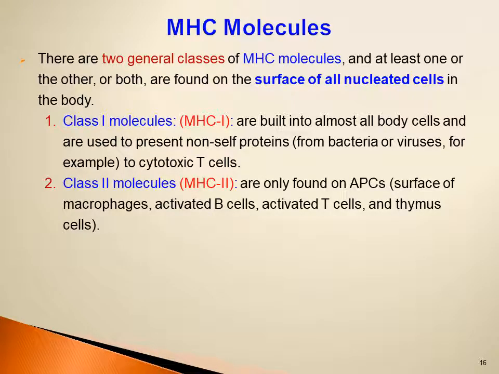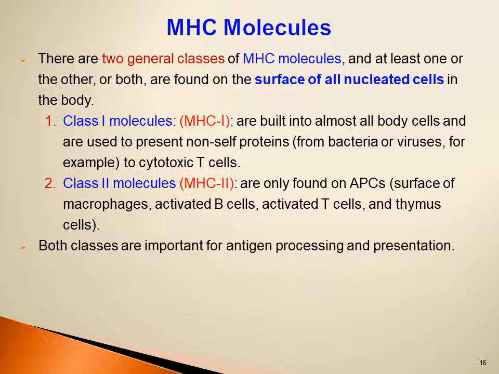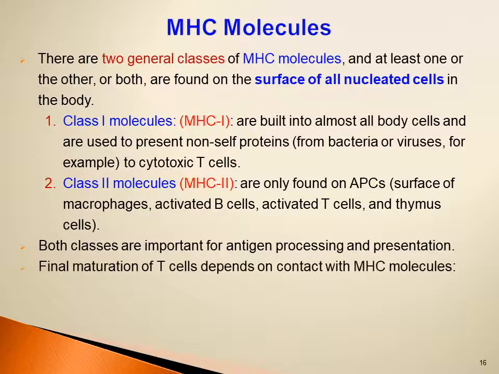The class 2 molecules, or MHC2, are only found on antigen presenting cells: surfaces of macrophages, activated B cells, activated T cells, and the thymus cells. So MHC2 molecules are only present on the surface of the antigen presenting cells like macrophages and activated B cells and T cells, as well as the thymus cells. Both classes are important for antigen processing and presentation.